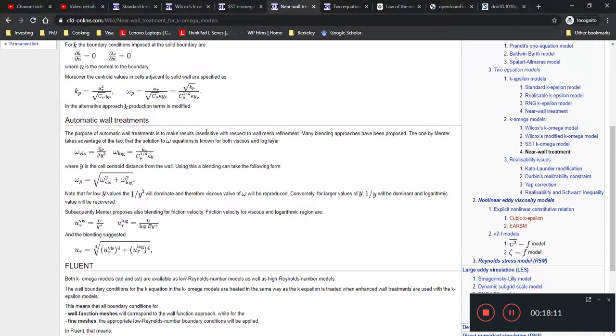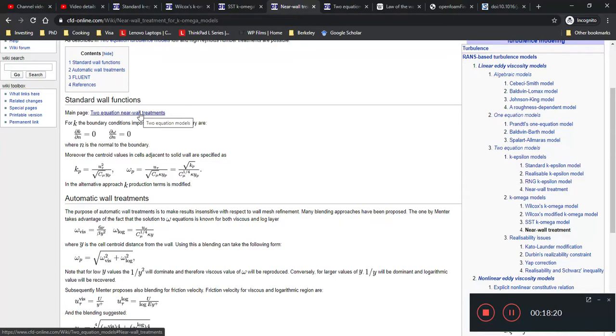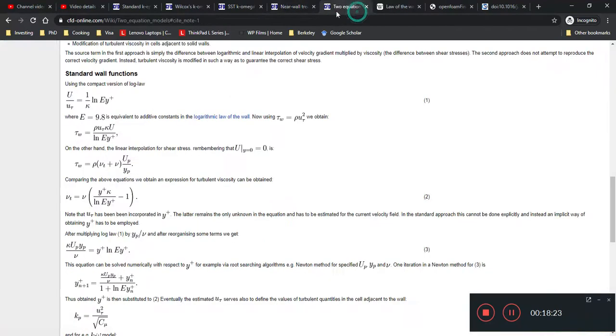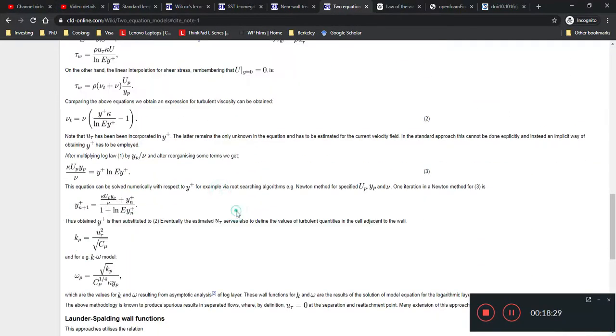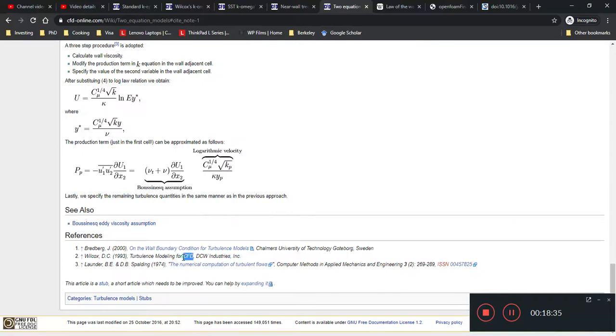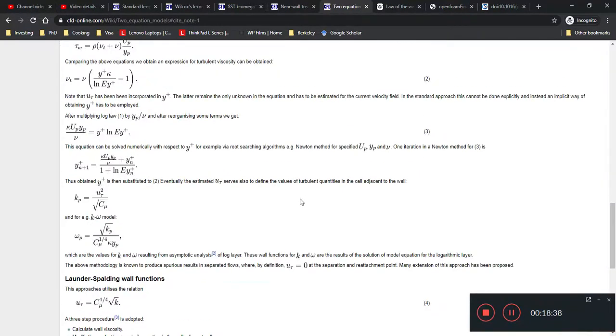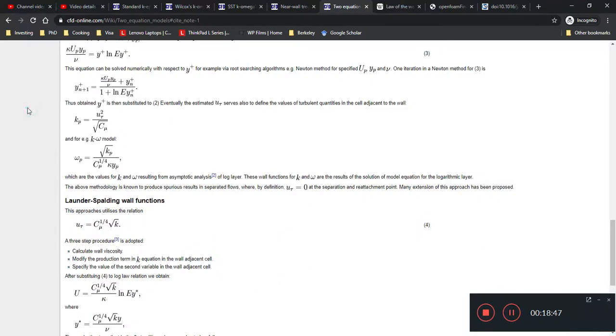I'm not going to go through the derivation in too much detail, but you can look here, because they have this page called two equation wall treatments. You open that up and you'll get this page. You can look in the standard wall functions. They go into a little bit more detail on how you get all these things, and if you take a look at the literature, this is how omega and k actually change with y plus.